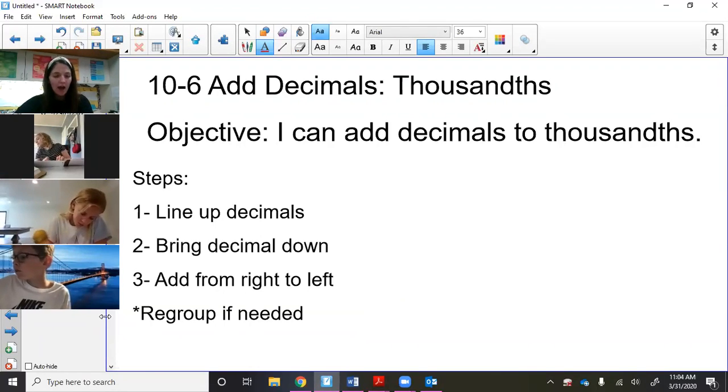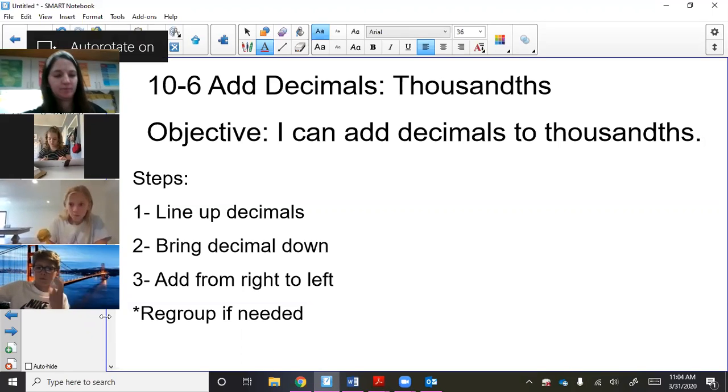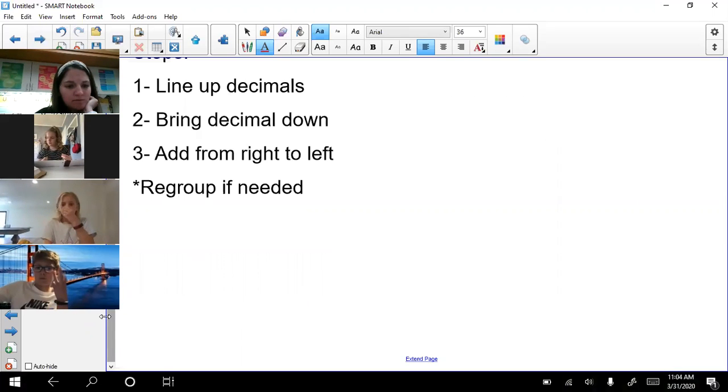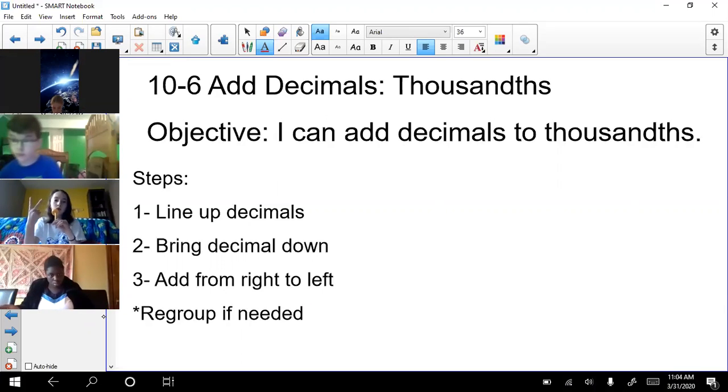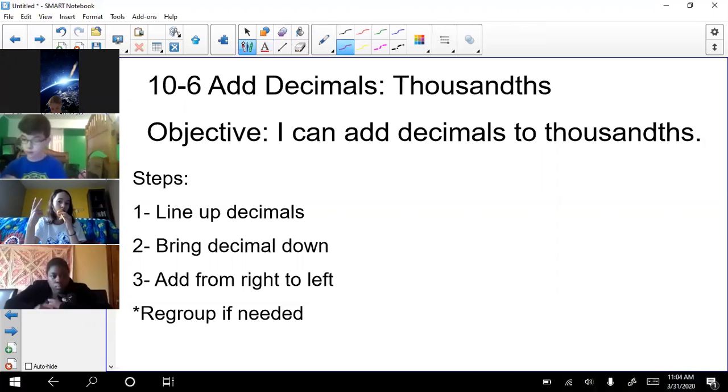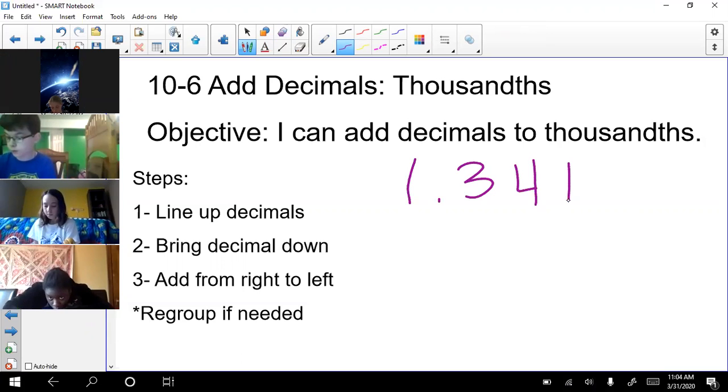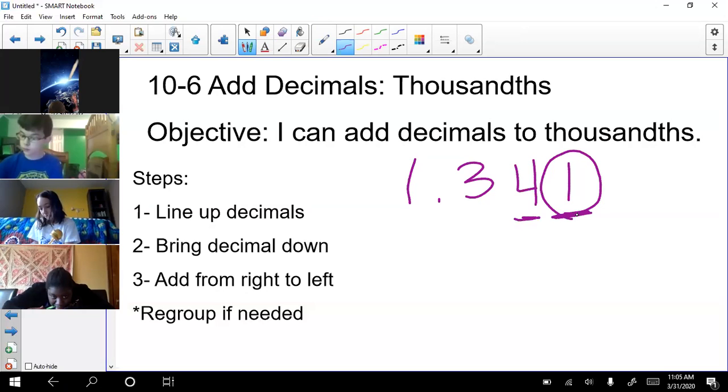All right. How many spots over from the decimal point to the right is the thousandths spot? You show them with your fingers. Good. It should be the 3 spots over. So if I have 1.341, the thousandth spot is 3 spots over, so it'd be that spot right here. Yesterday you did homework adding decimals to the nearest hundredth spot, which would be the 4. And now we're going to add 1 more spot.